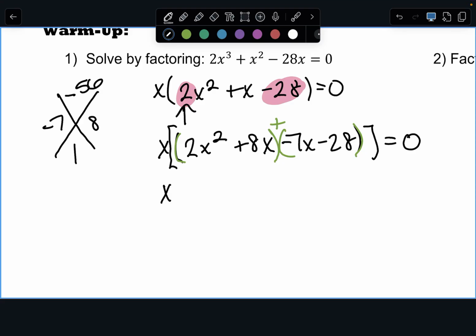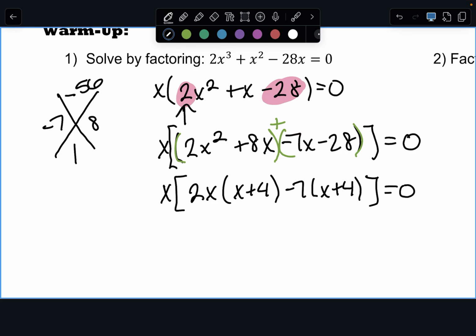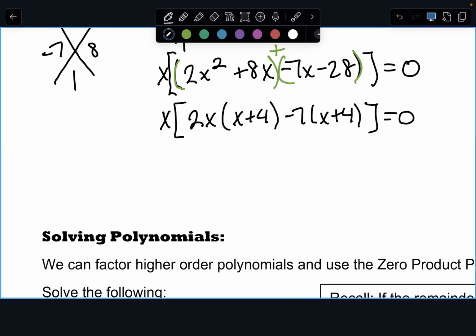From my first group, what can I pull out? 2x. And I would be left with x plus 4. From my second group, I need to take out something to be left with x plus 4. Negative 7. Okay. My GCF in the front stays. My matching parentheses are part of my factors, so the x plus 4. And those GCFs that I pulled out, so the 2x minus 7. That's technically all stuff from Unit 2. We could have factored this in Unit 2.